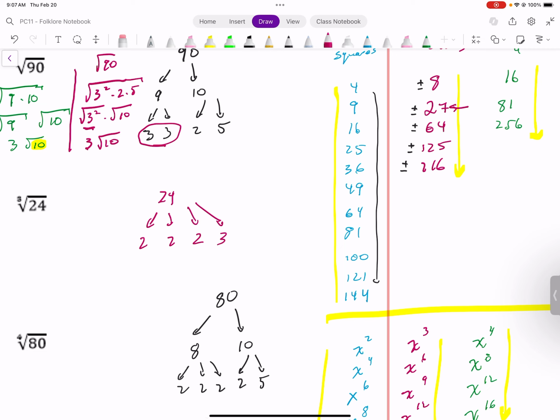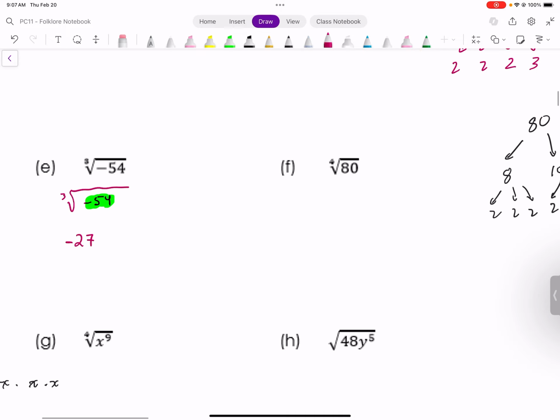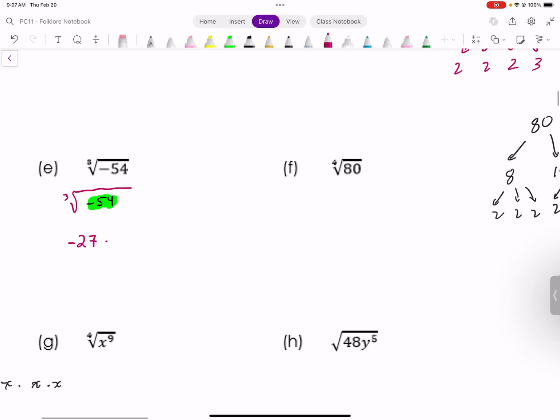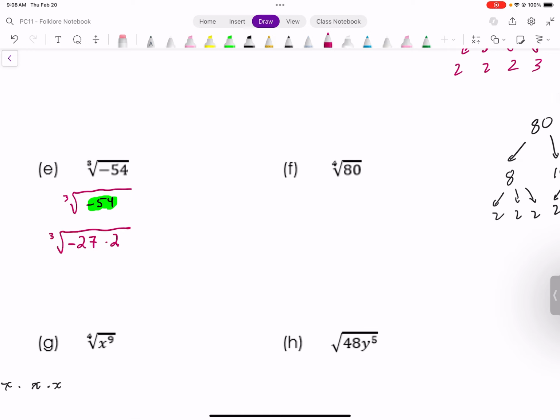We're talking about perfect cubes, so I have those written down. It's really easy to write them down quickly, and it makes your mental math work a lot less. So plus and minus 27 are perfect cubes. So what I'm going to do is write negative 54 as negative 27 times 2. I'm taking the cube root here. I split it up into 27 because 27 is a perfect cube. So now I'm just going to take the cube root of negative 27 times the cube root of 2. The cube root of negative 27 is negative 3, so we get negative 3 times the cube root of 2.